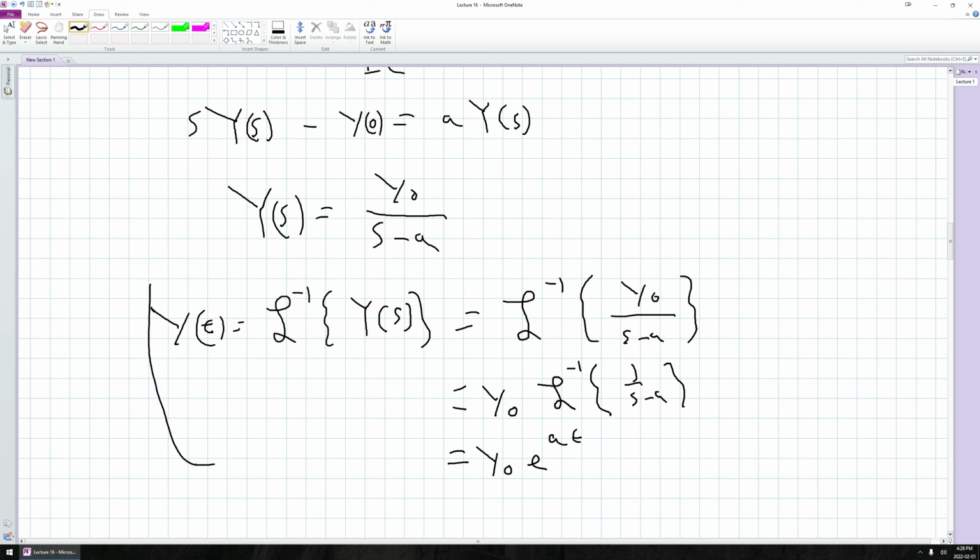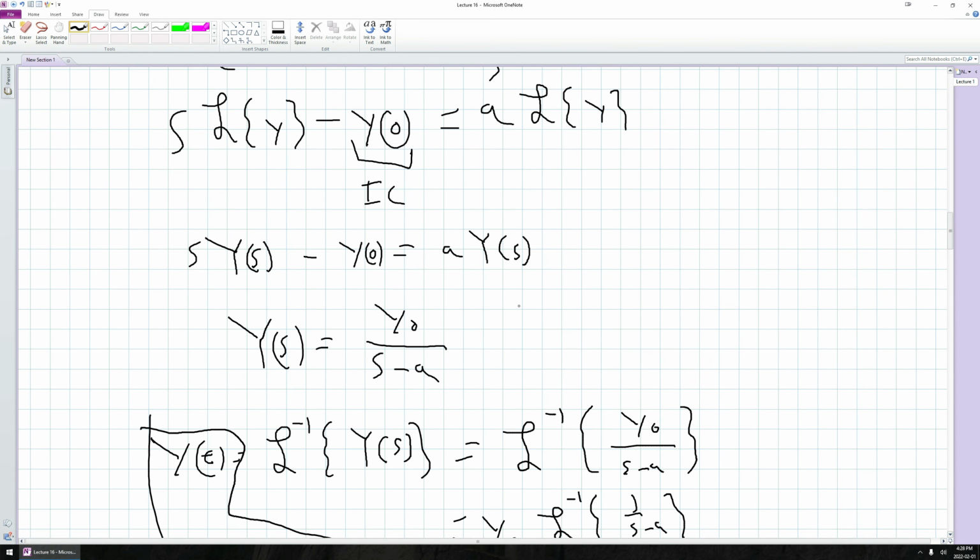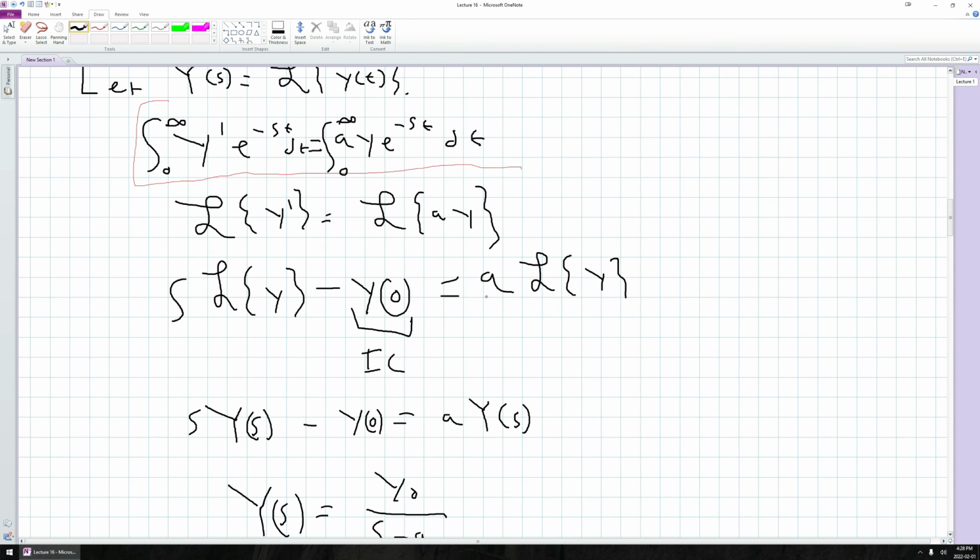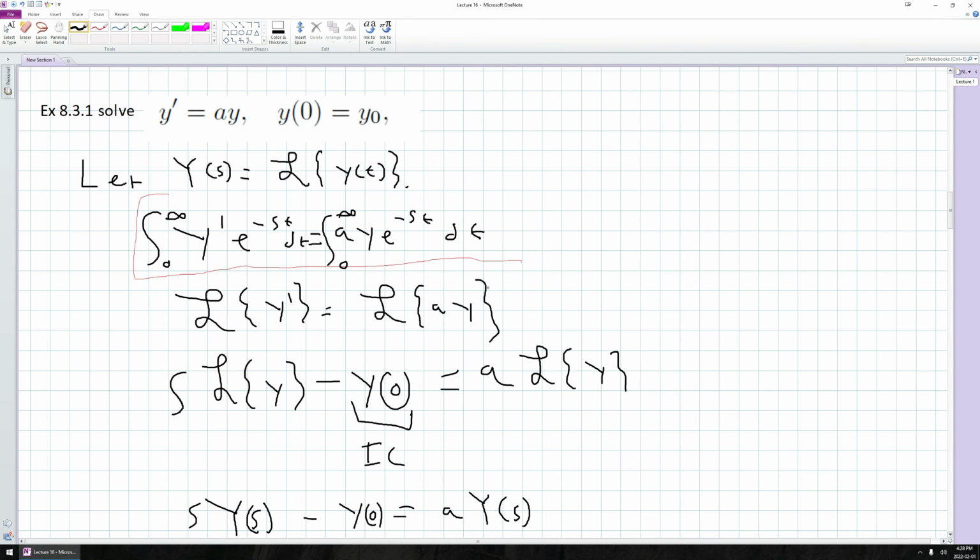Okay, so I have solved this initial value problem without ever actually having to compute a derivative. That's handy. That's useful. That's, for this course, why we care about the Laplace transform.